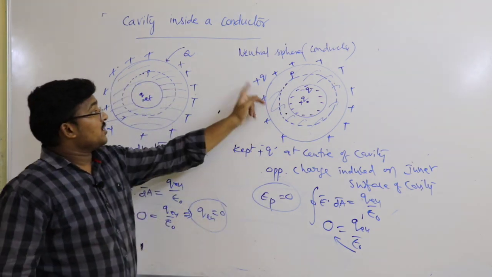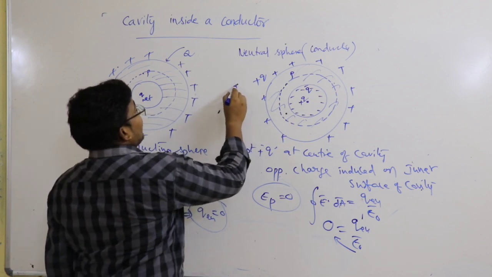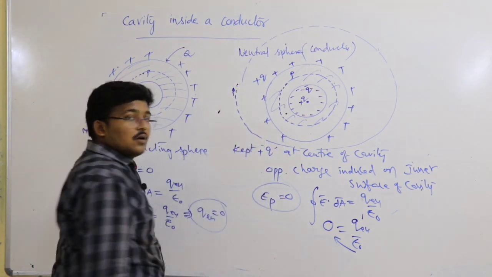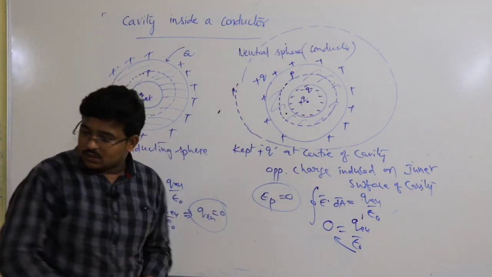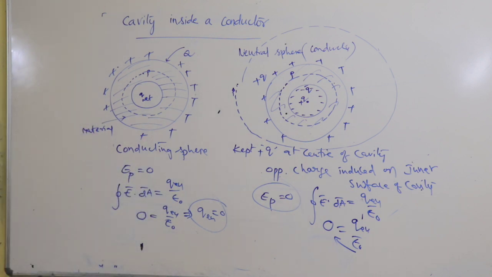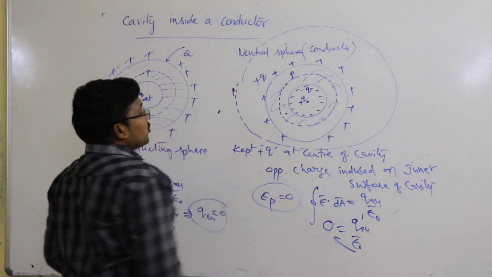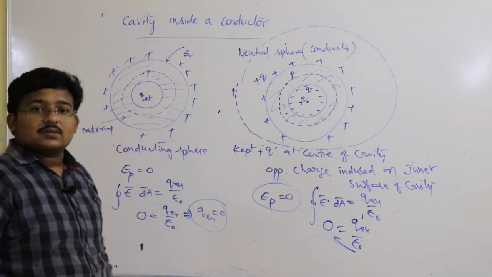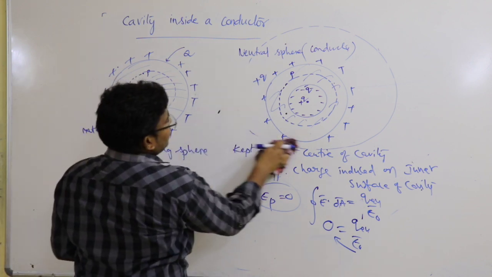Okay, sir, how do you take this plus q? Again you can take a point P and draw a Gaussian surface like this. Outside, you can take it outside. So here outside some field is there. One minute. Just a minute.